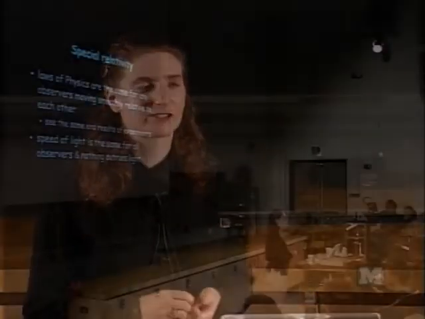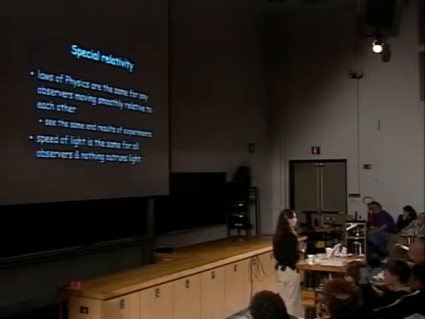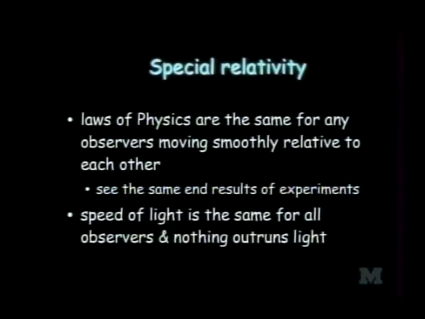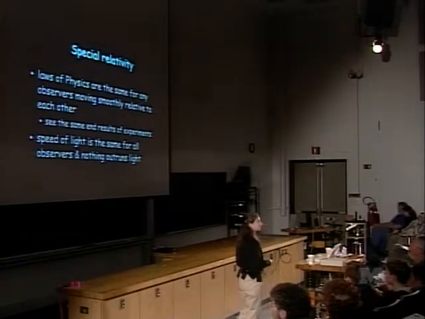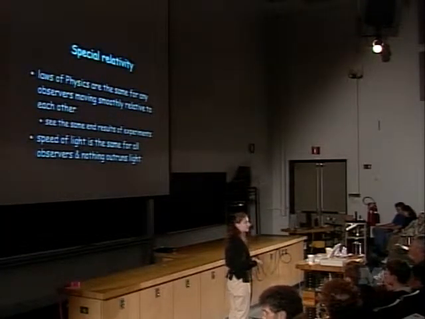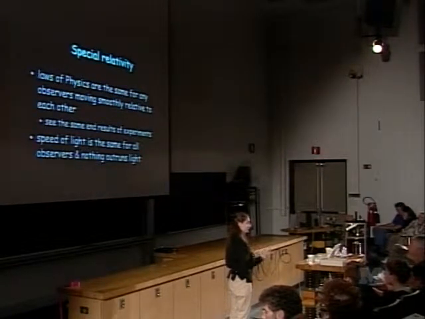So this is what we discussed last time. This is the theory of special relativity. It's two relatively simple statements that together have some pretty profound consequences. The first here is a statement of the basic principle of relativity. That is that the laws of physics are the same for any observers that are moving smoothly relative to each other. This means that if you perform an experiment and you were to look at that experiment from another perspective that is moving smoothly with a constant speed relative to that one, you would see the same end result.